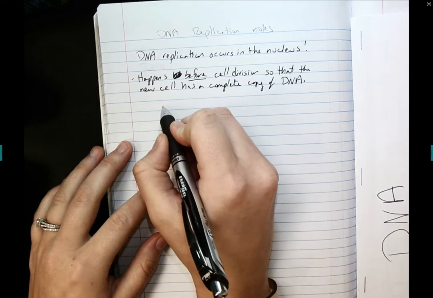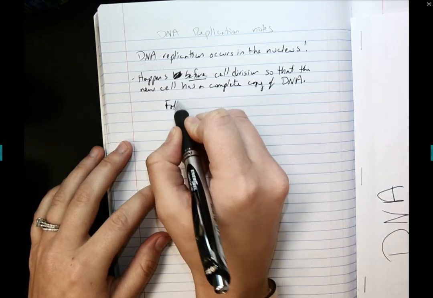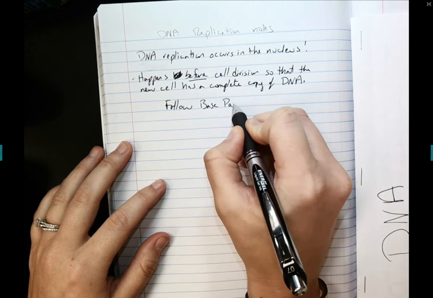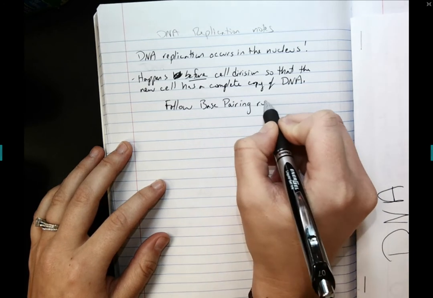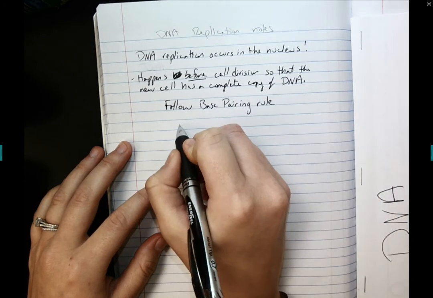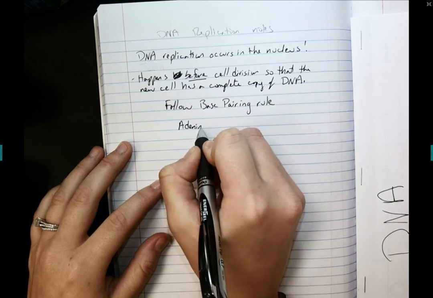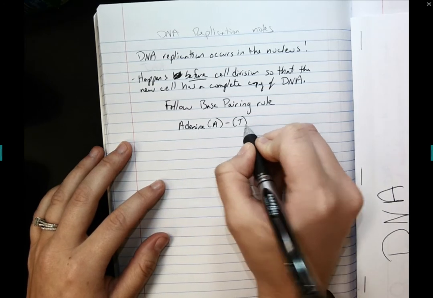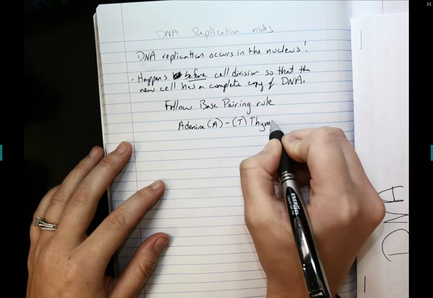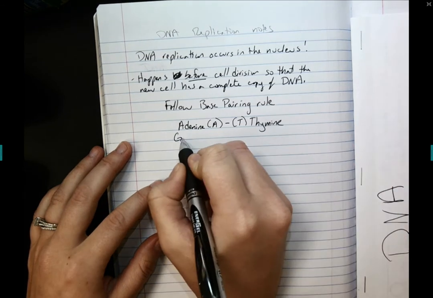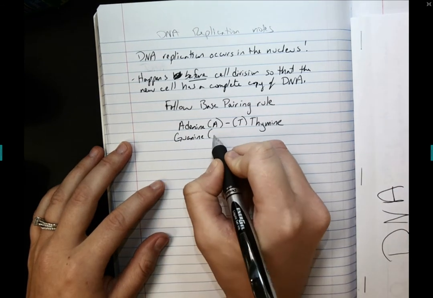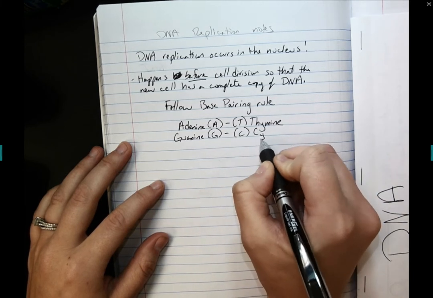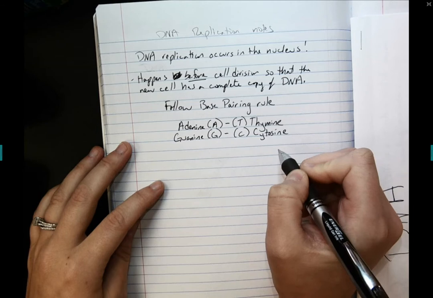DNA replication is going to follow a base pairing rule. Basically, adenine, which is A, will always pair with thymine, and guanine will always pair with cytosine.